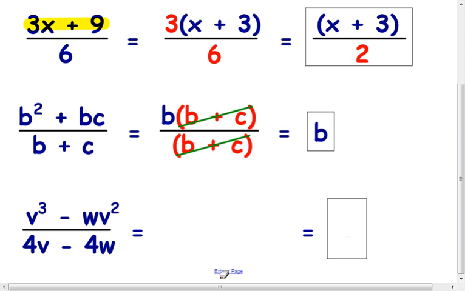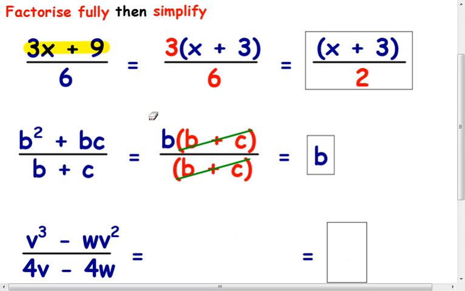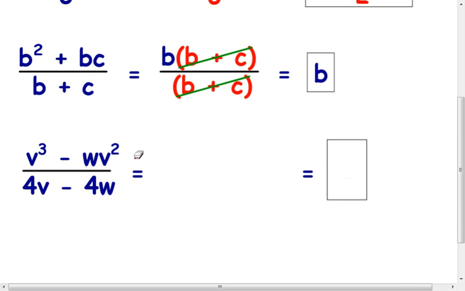Okay, last example on here. Now, in this example, if we look at the top line, we can take a common factor of v squared out. But if we look at the bottom, we can do 4. 4 comes out of both parts there. So we can factorise the top and the bottom. In the previous examples, we just did the top line. So let's look at the top.